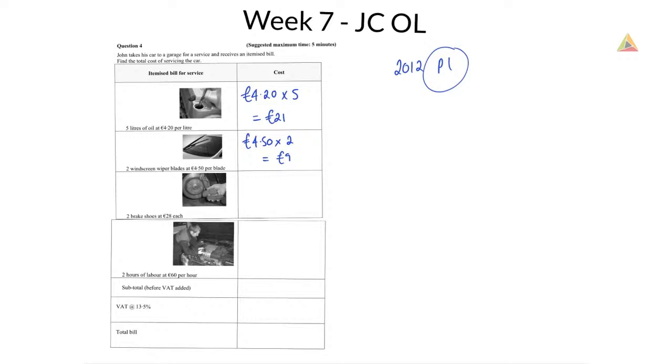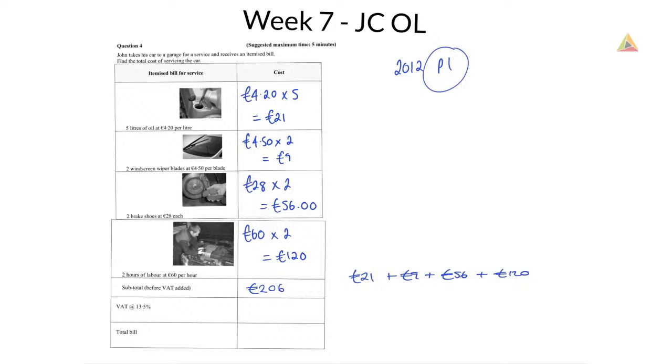2 brake shoes at €28 each. So if they're €28 each and you have 2 of them, you multiply 28 by 2 and you'll get €56. 2 hours of labour at €60 per hour. So €60 per hour by 2 hours, will give you €120. So the subtotal before VAT added, so that's going to be, I'll just do that here actually. So 21 plus 9 plus 56 plus 120. So you need to add all of those up together and you'll get €206.